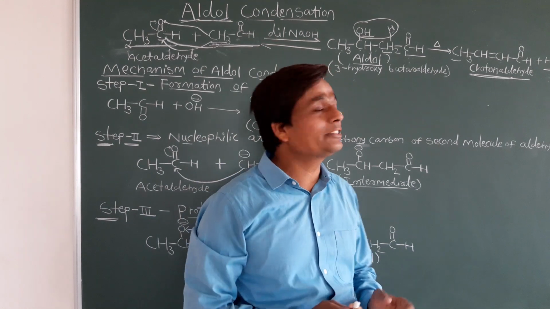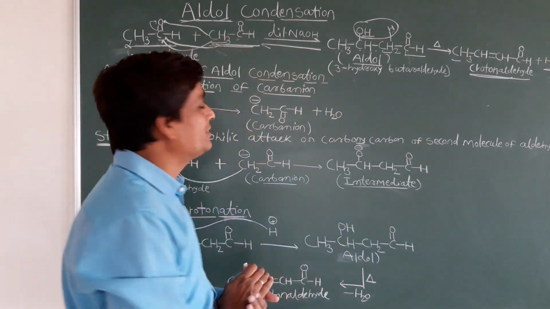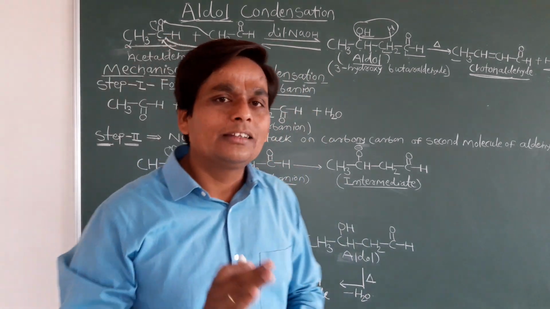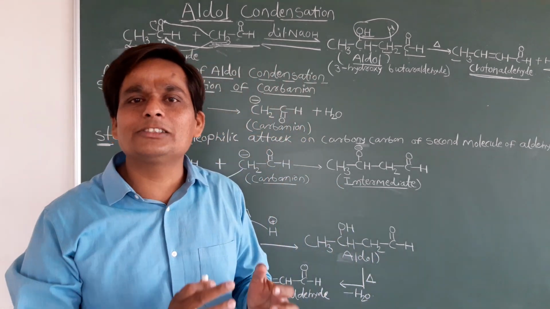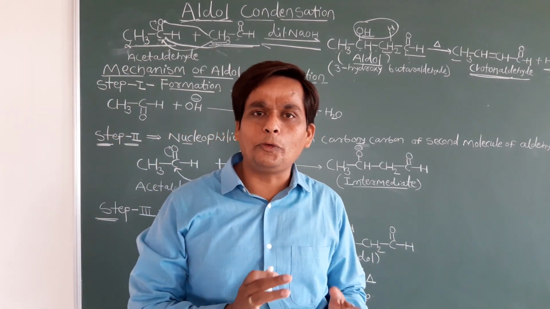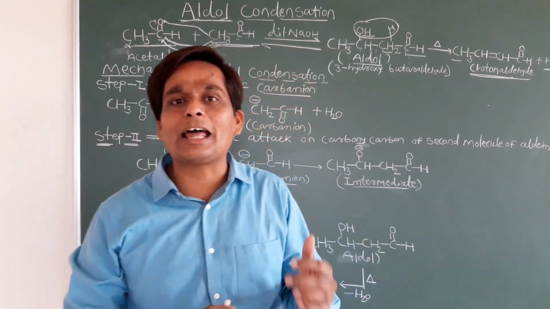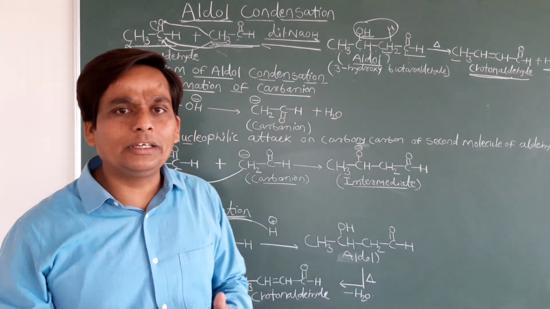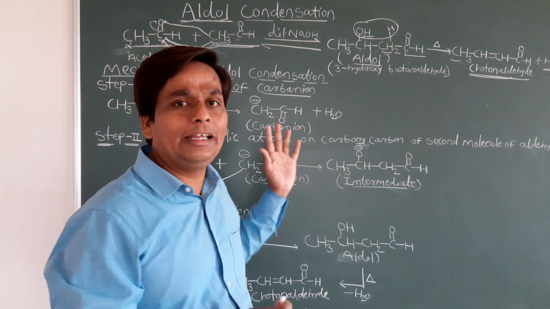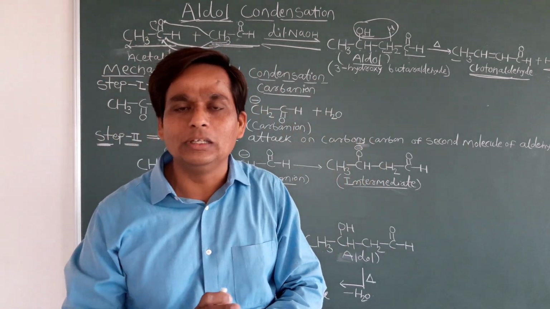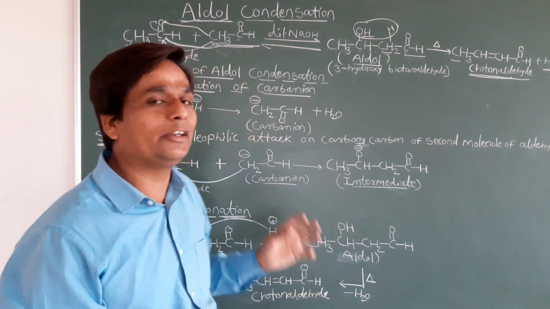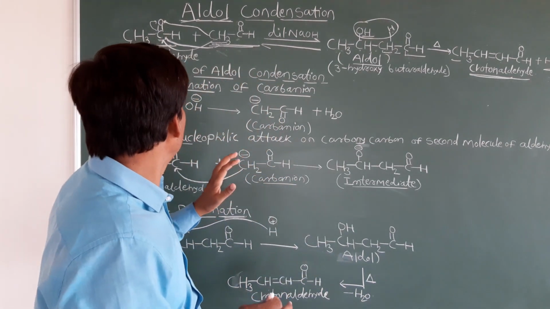Now we will discuss the mechanism of this aldol condensation reaction. The mechanism of this reaction involves 3 steps, and it is very interesting. The first step is the formation of a carbanion. In the main reaction we are using 2 aldehyde molecules, so in the first step we use the first acetaldehyde molecule. So what happens, students?